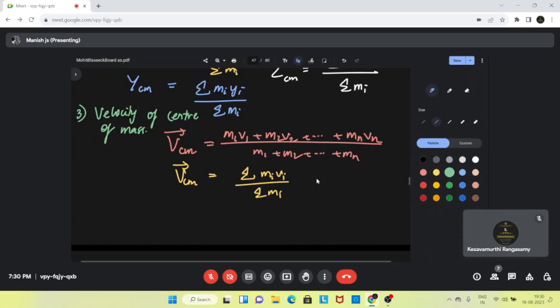This is the relation that we will use, and we can find out the velocity of center of mass of n particle system. Quite simple.